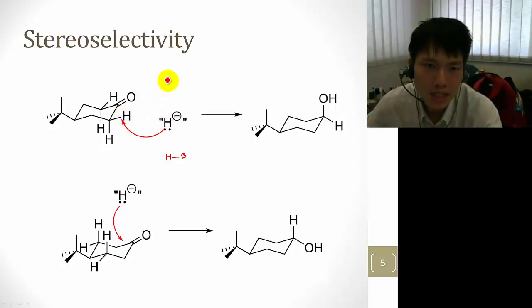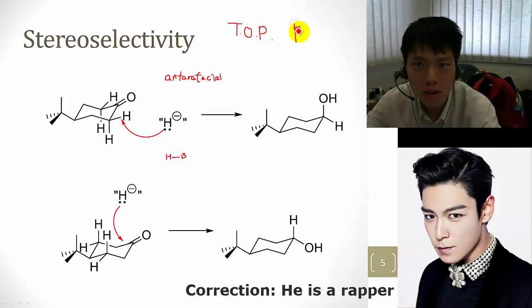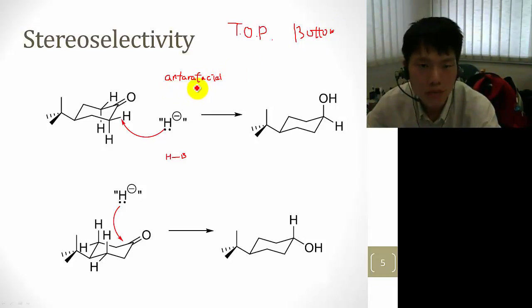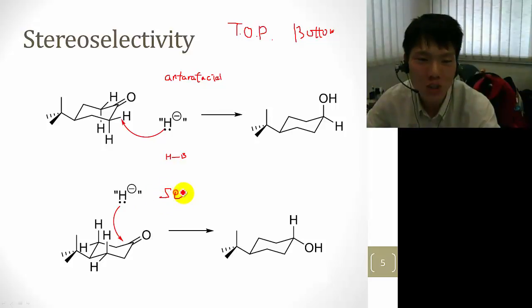The right word to use is antarafacial attack. Okay, I know some of you like to just say that, okay, it's a plane, so you can attack from the top, TOP. Okay, that's a Korean singer, very popular now, or the bottom. But these are not the right words to use. So use antarafacial if it comes from the bottom and from above, the actual word is suprafacial. Suprafacial. Okay, supra.